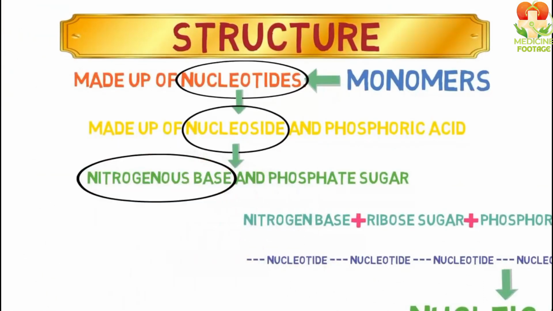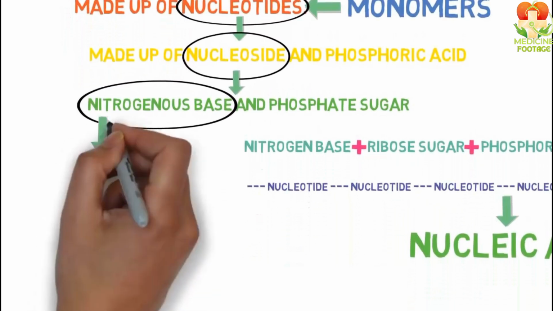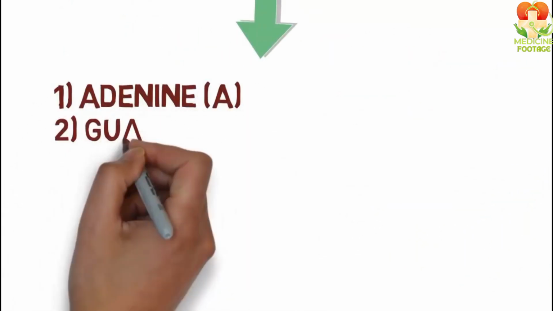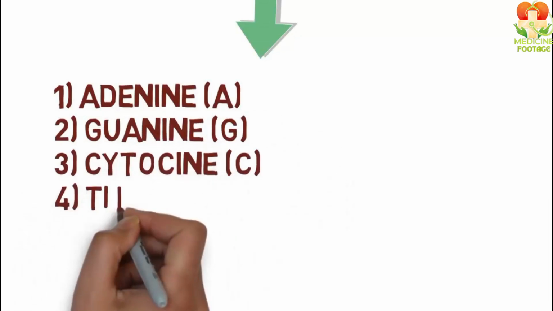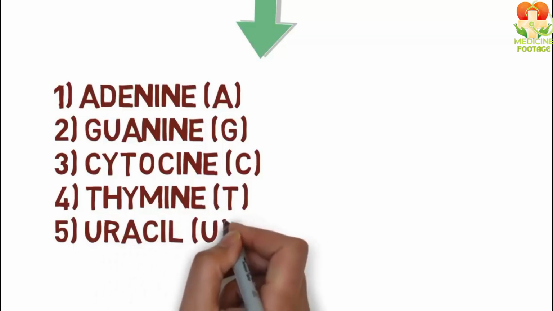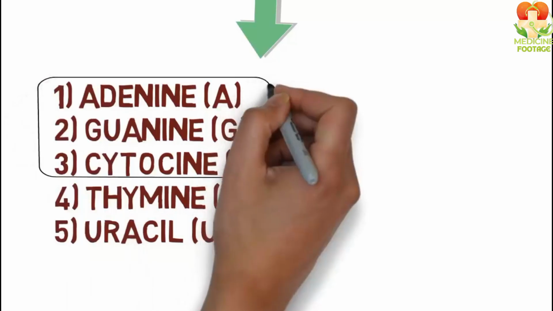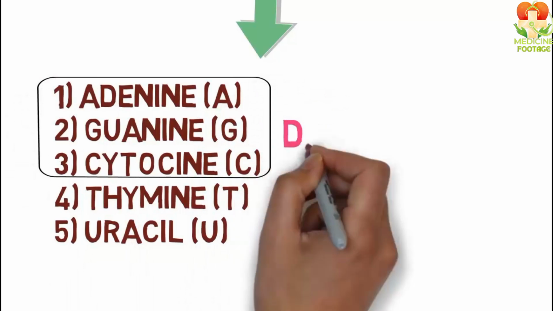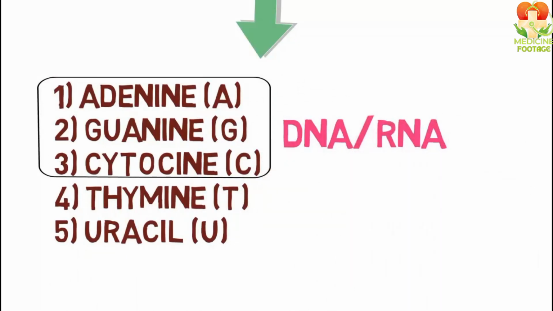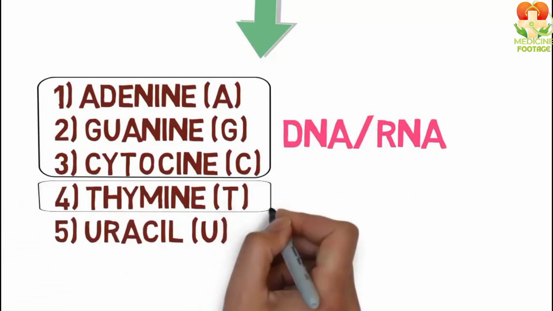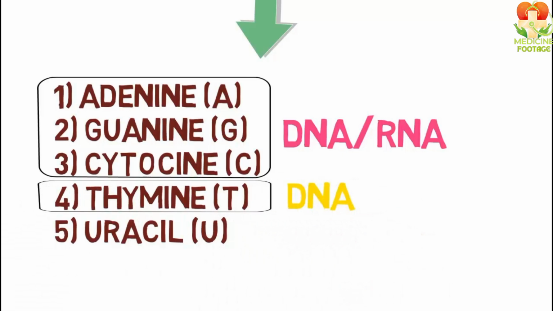And the nitrogen bases are of 5 types: adenine, guanine, cytosine, thymine, and uracil. Friends, adenine, guanine, and cytosine, these 3 nitrogen bases are present in both DNA and RNA. But thymine is present only in DNA, and uracil is present only in RNA. These 5 types of nitrogen bases are found in nucleic acids.